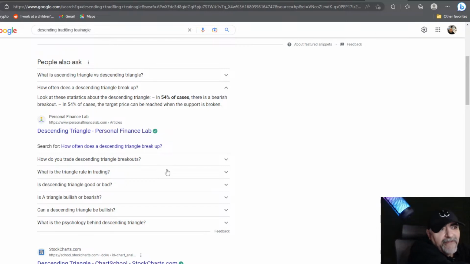How often does a descending triangle break up? Look at these statistics about the descending triangle. In 54% of the cases, there is a bearish breakout. In 54% of the cases, the target price will be reached when the support is broken. 54%. You guys know what that is? That's a coin flip. That's a coin flip, guys.